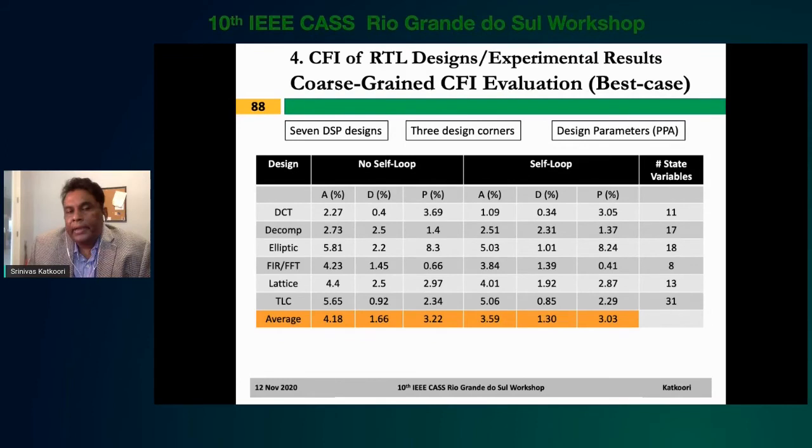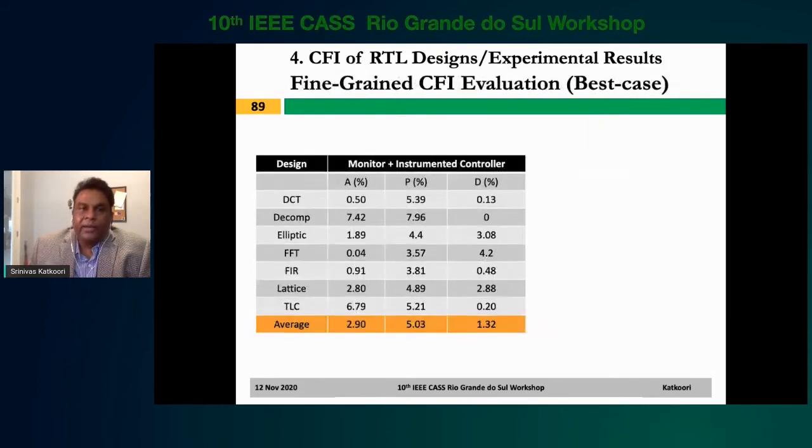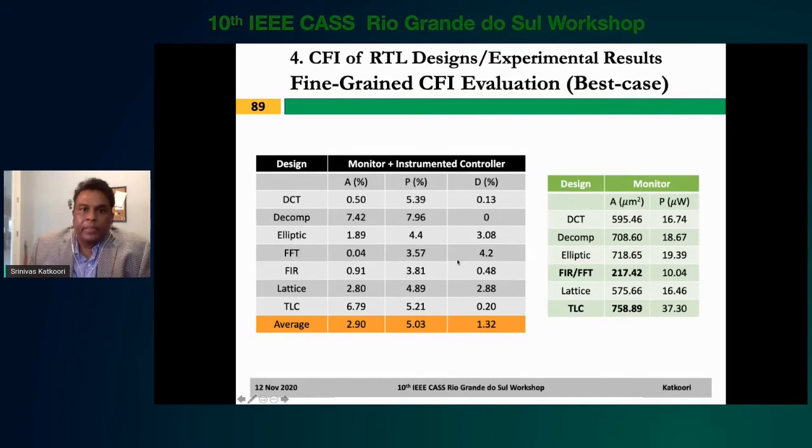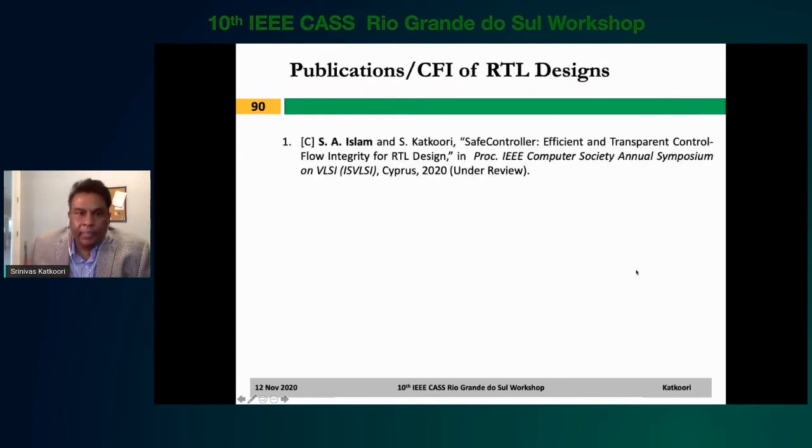So coarse grained is where you can find some critical state transitions and check for them, whereas fine grained is where you can do it for all possible states and all possible edges. Okay. Again, here what we see is that the overheads are higher than coarse grained, but still reasonable. Okay. And this shows the monitor area in terms of the layout. We implemented this in a 90 nanometer technology, and this is the power in microwatts and area in square microns. Again, this work has recently appeared in ISVLSI. This paper is now in IEEE Xplore.